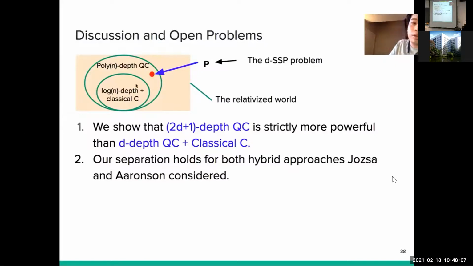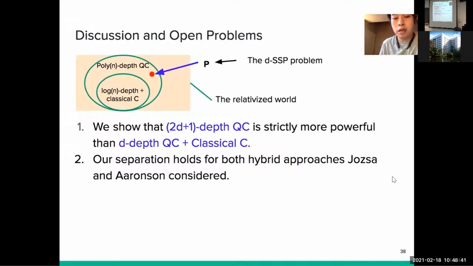So, in addition to showing that polynomial depth quantum computers are strictly more powerful than log-n depth quantum computers plus classical computers, we actually show a separation between 2D plus 1 depth quantum computers versus D depth quantum computers plus classical computers. I also want to mention that the hybrid approaches considered by Richard Jozsa and Scott Levinson are different, and our separation holds for both hybrid approaches.